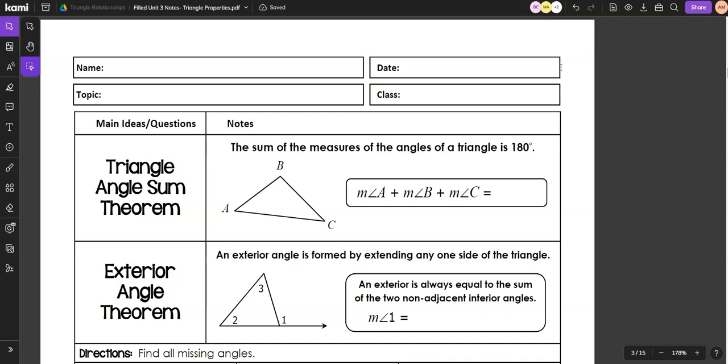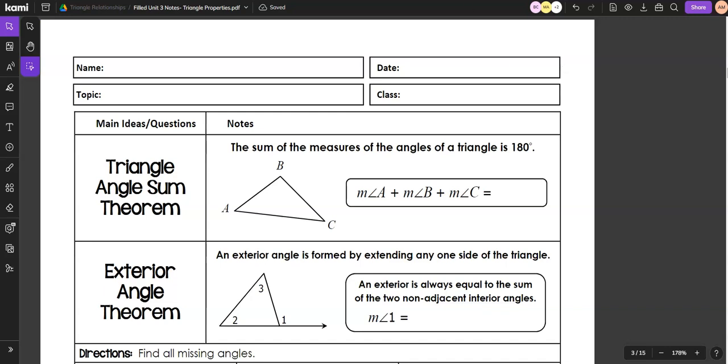Okay, so today what we're going to talk about is the triangle angle sum theorem and the exterior angle theorem. The way this works is to keep in mind first how we can find missing angles in a triangle. Sometimes we're going to use the other angles that are inside the triangle, and sometimes we can use the angles that are on the outside of the triangle.